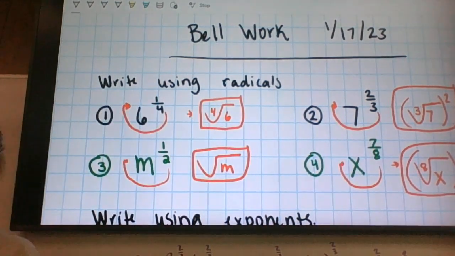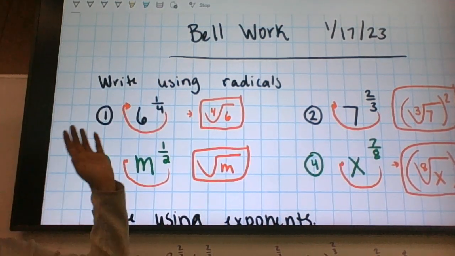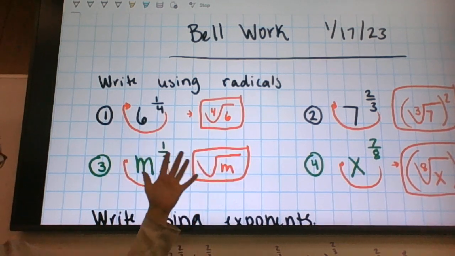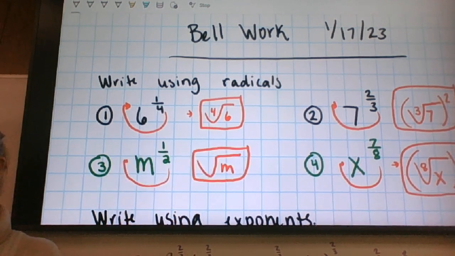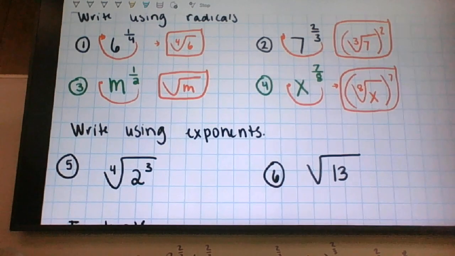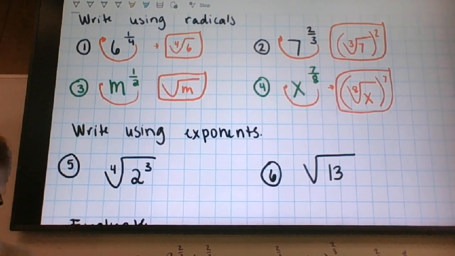All right, any questions on rewriting fraction exponents as radicals? They are the same thing. They are equivalent, just written in different ways. Okay. So now we're going to go reverse. Do it the other way. So I'm going to put the 4 back underneath. So this is 2 to the 3/4.